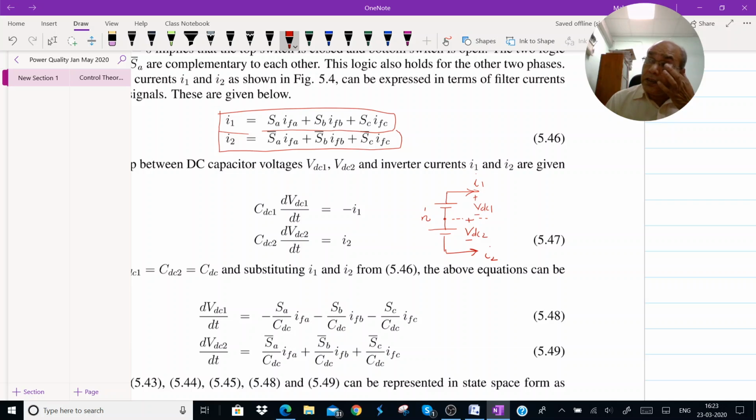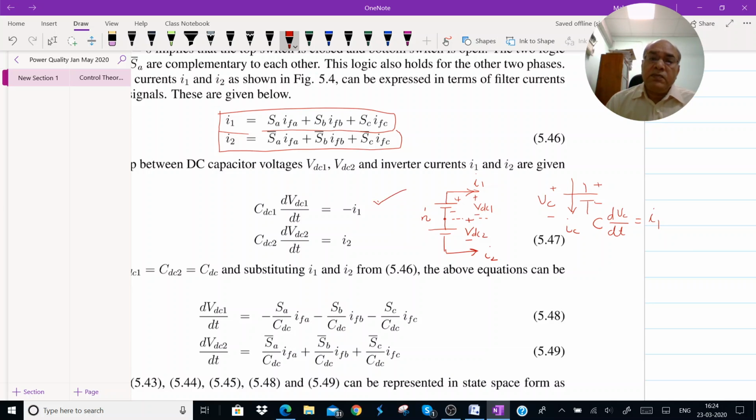Now I know the relationship between the DC link voltage and the current through the DC link capacitor. Here the current is outgoing, this is minus, this is plus, and therefore the relationship is CDC1 dVDC1 by dt equals minus I1, because current is going away from the plate. So when you have this kind of notation, this is plus and this is minus, and current is flowing in this direction, call it IC, and the voltage is VC here, then the relationship is C dVC by dt equals IC. Here the current is in the opposite direction, therefore the current is equal to minus I1.